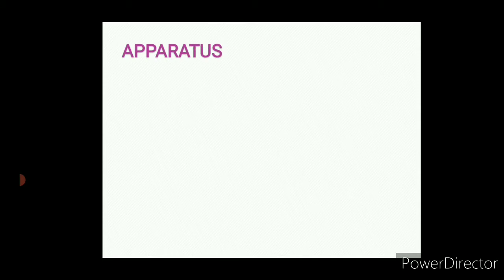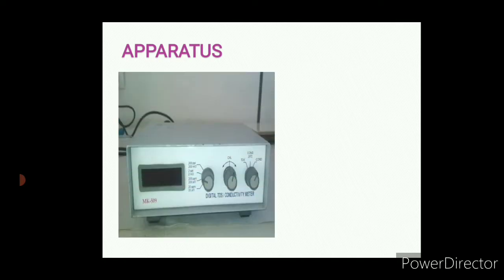Here we are going to determine the conductance of any given water sample by using a digital TDS bar conductivity meter. As you can see in this picture, it is a digital conductivity meter, similar to your pH meter. The same type of operating knobs it will have, which we will understand during the experiment. Let us have a look at what exactly this apparatus looks like.